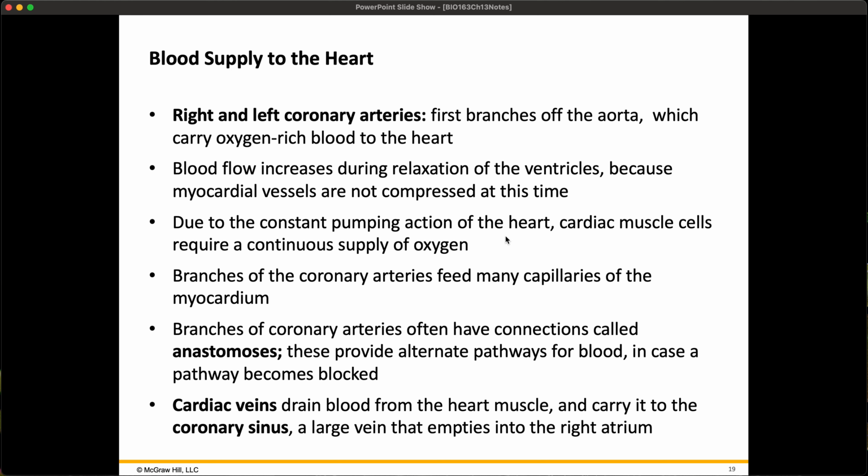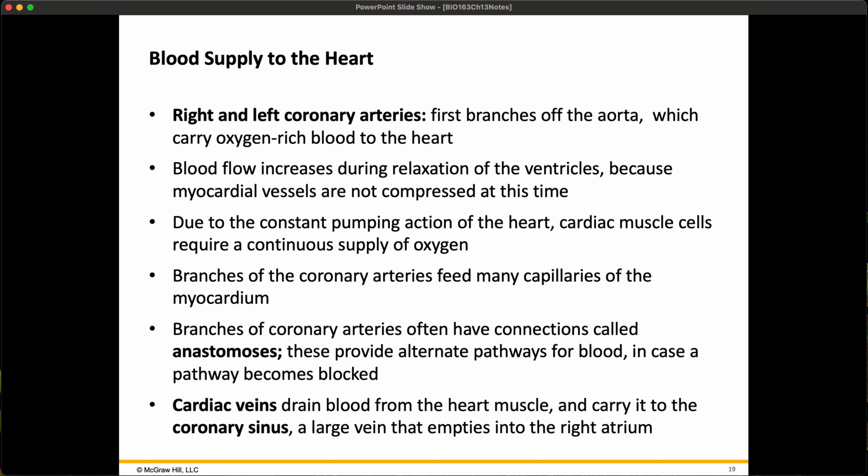With the constant pumping action of the heart, the cardiac muscle cells require a continuous supply of oxygen. Where some muscles you don't really use all the time, you might not be using your glutes if you're sitting right now, they're not needing that much oxygen, but your heart is constantly pumping, so it needs a constant supply of oxygen. And so these vessels need to always be able to supply the heart with blood.